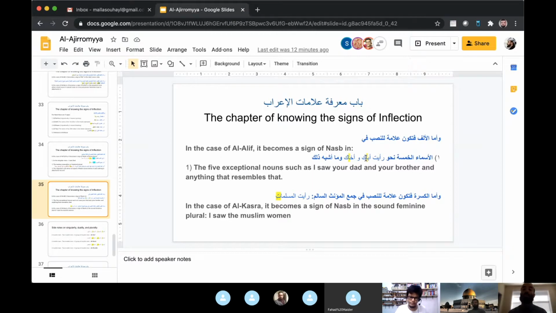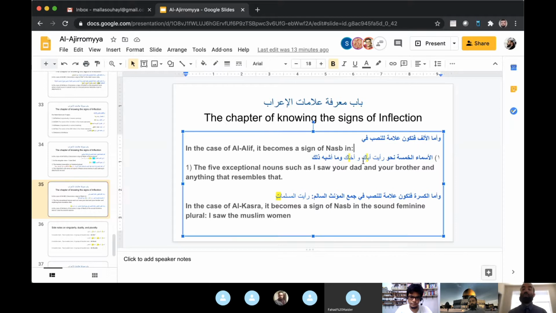waw becomes a sign of rafa in the 5 exceptional nouns. Remember, the example that we gave was ja'a abuka, your dad came. Now here, to make it mansub, to give it the inflection of nasab, we replace that waw with an alif. For example, we say ra'aytu abaka, I saw your dad. Here, in our previous example, in the case of rafa, the father was the subject. Your dad came, right? The coming was an action performed by the father.